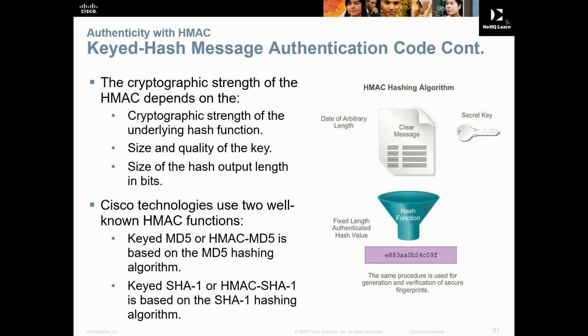Cisco technologies use two well-known HMAC functions. Keyed MD5 or HMAC-MD5 is based on the MD5 hashing algorithm, and Keyed SHA1 or HMAC-SHA1 is based on the SHA1 hashing algorithm.